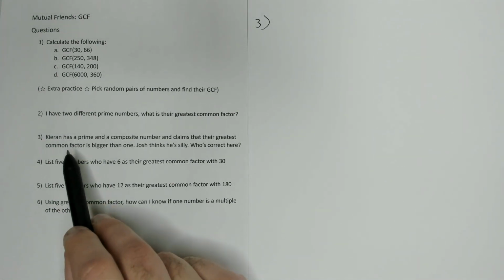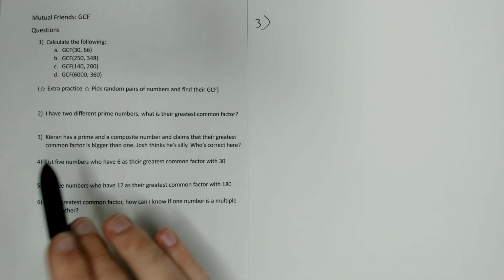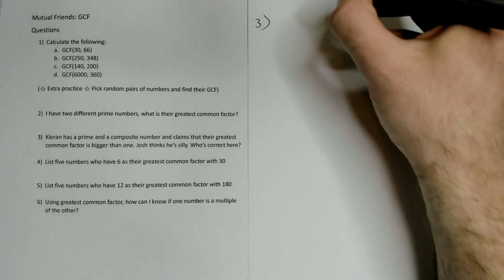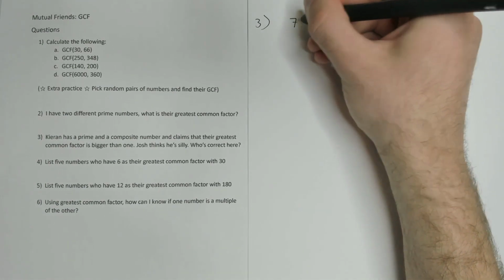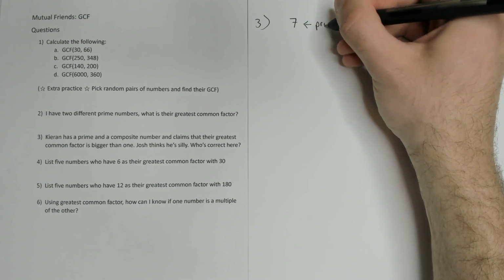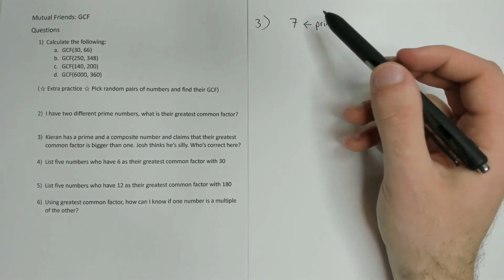But Kieran's saying that 1 number is prime and 1 number is composite. So clearly these numbers are different because you can't be both prime and composite. So let's see if we can think of an example in which Kieran's going to be right. So let's just choose any prime number, maybe 7, right? That's a nice prime number. So 7, that's prime. Can we think of a composite number that's going to have something bigger than 1 in common with 7?